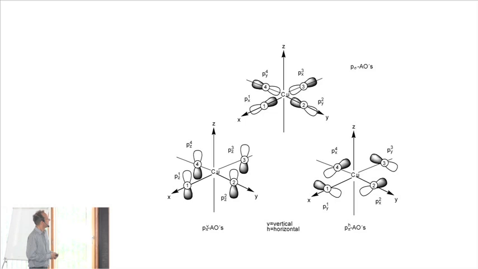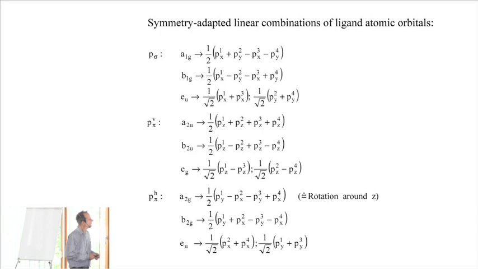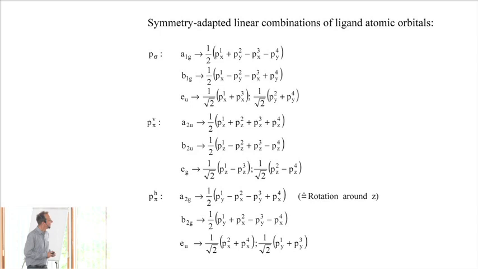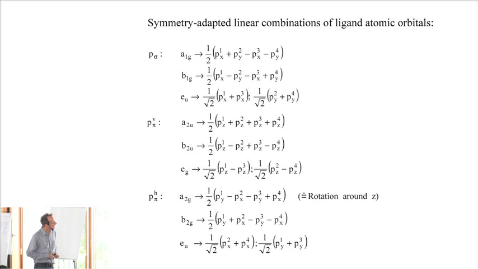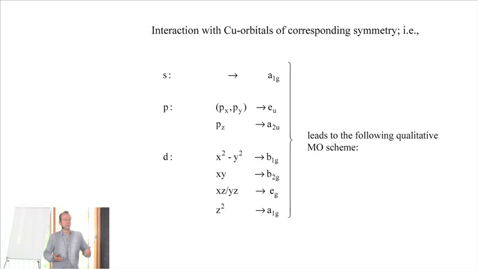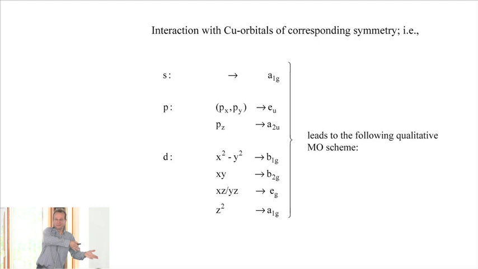And we are doing now symmetry adapted linear combinations of these atomic orbitals. So the p sigma orbitals can be linearly combined to four symmetry adapted orbitals, which transform as A1g, B1g, Eu. We can do the same with the p pi V and with the p pi H orbitals. So we make symmetry adapted linear combinations. And the power of this is that one ligand orbital of a particular symmetry exclusively combines with a metal orbital of the same symmetry. So this is the power of group theory.